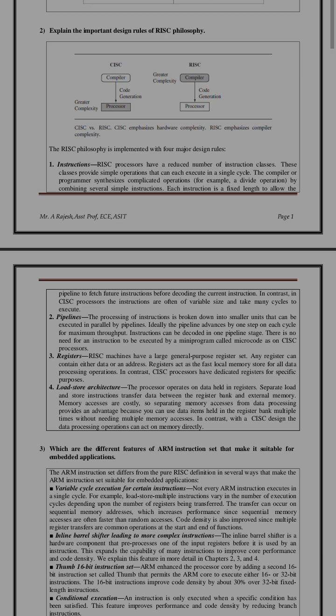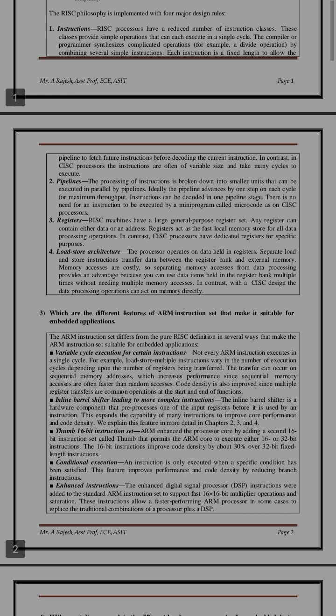Instructions. RISC processors have a reduced number of instruction classes. These classes provide simple operations that can each execute in a single cycle. The compiler or programmer synthesizes complicated operations by combining several simple instructions. Each instruction is a fixed length to allow the pipeline to fetch future instructions before decoding the current instruction. In contrast, in a CISC processor, the instructions are often of variable size and take many cycles to execute.